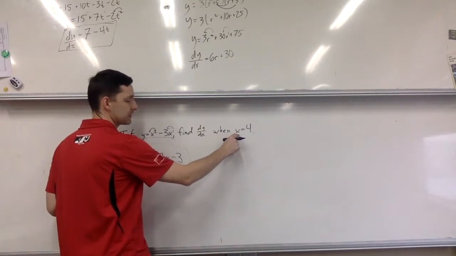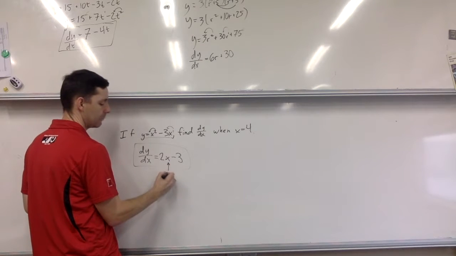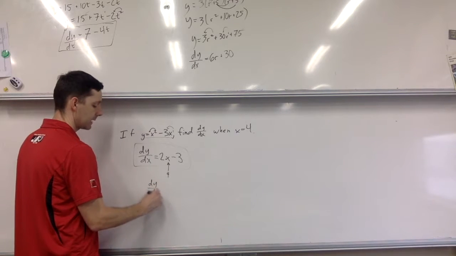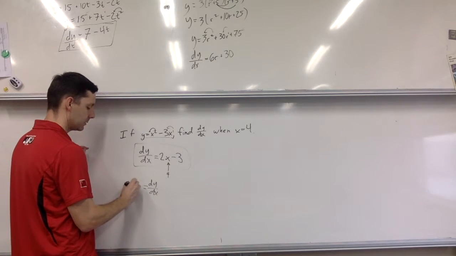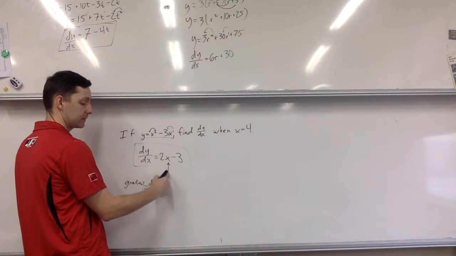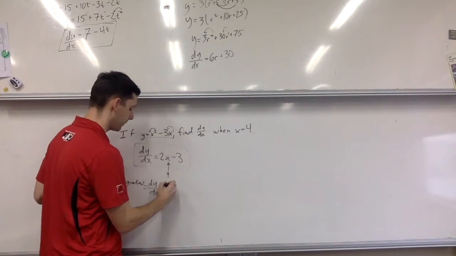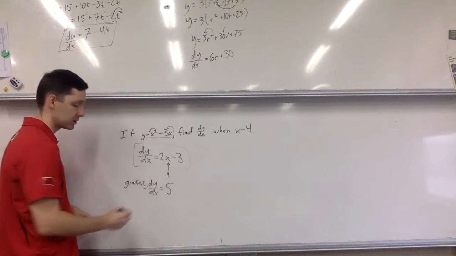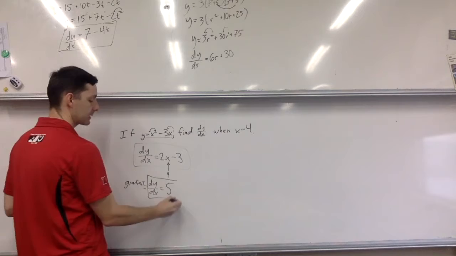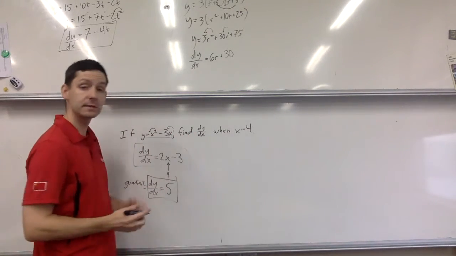Okay? But it wants me specifically to have the derivative when x equals 4. So for that, I'm going to go ahead and put 4 into x. And so then I'm going to have dy/dx, which is the gradient, equals 2 times 4 minus 3. 2 times 4 is 8, minus 3 is 5. So there we go. That is my slope. The answer to the question, find dy/dx when x equals 4. dy/dx, or the gradient, or the slope of the tangent, are all the same thing, 5.